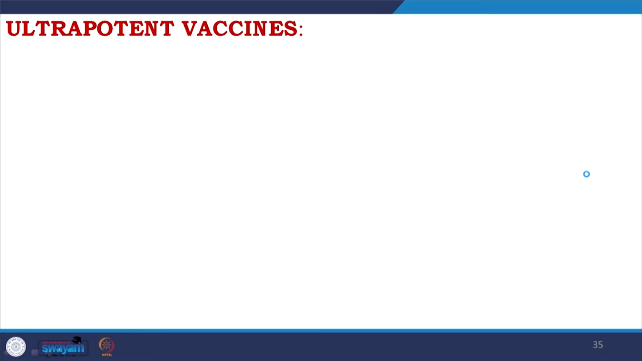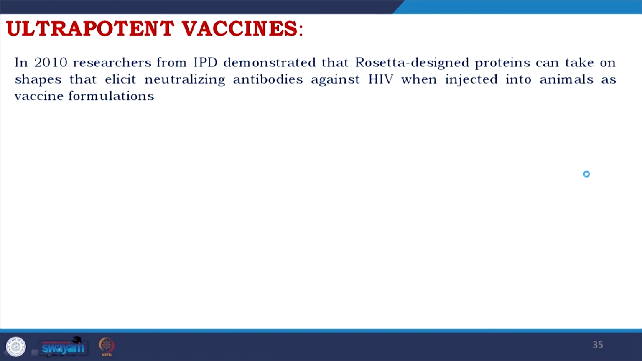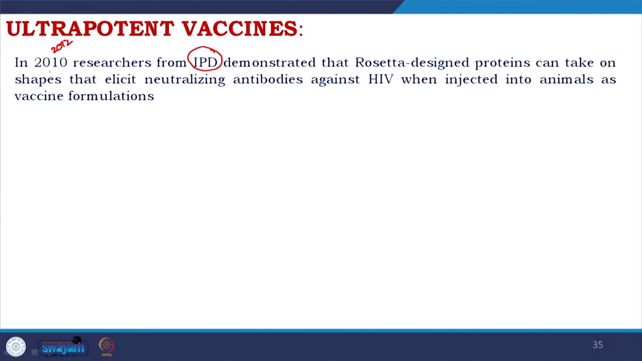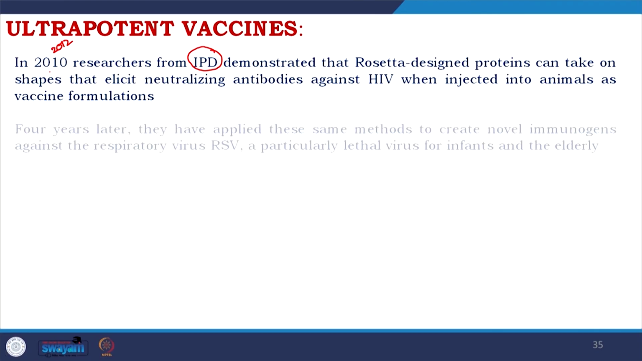Few success stories from David Baker lab and this protein design initiative. Ultra potent vaccines. In 2010, researchers from IPD demonstrated that Rosetta designed protein. So, when I say IPD, you might wonder that IPD was in 2012. So, why do I say 2010? It is the continuation, the people who have now assembled at IPD, I am talking about their success. In 2010, researchers demonstrated that Rosetta designed protein can take on shapes that elicit neutralizing antibodies against HIV when injected into animals as vaccine formulation.